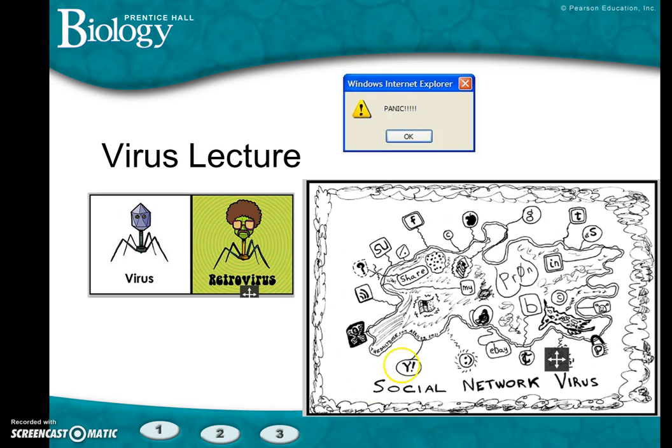And let's be honest, I don't know what half of these little symbols stand for. Today we're talking about the kind of viruses that make you sick. So they're pathogens or disease-causing agents. And we're going to talk later about what a retrovirus is. That's my idea of a funny science joke.